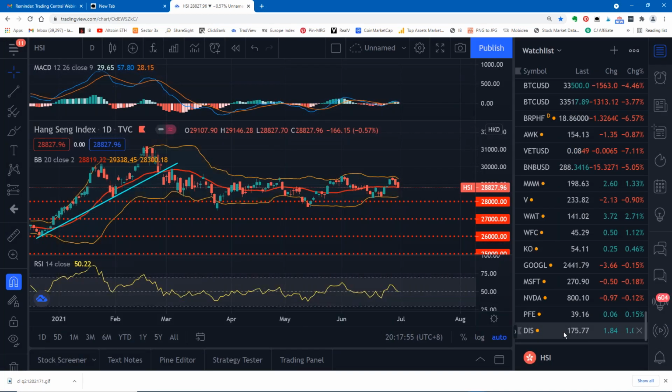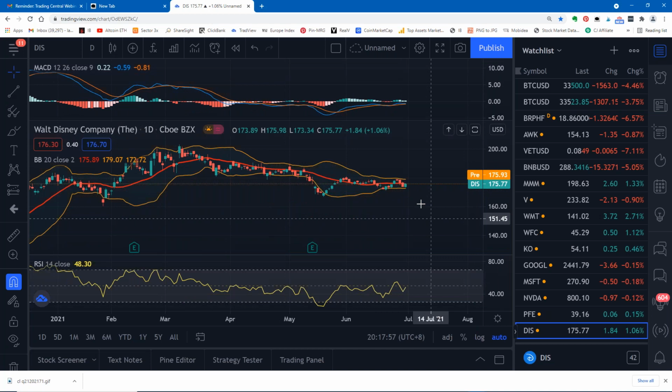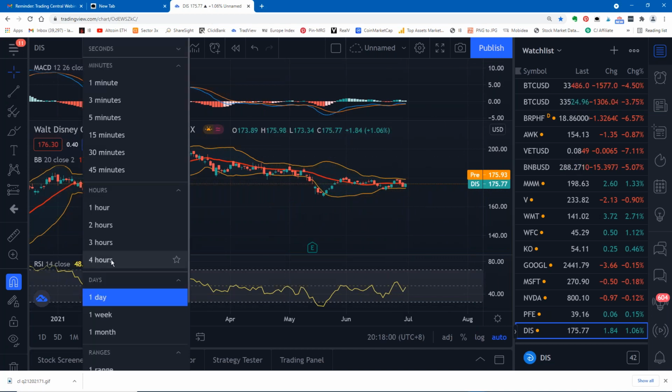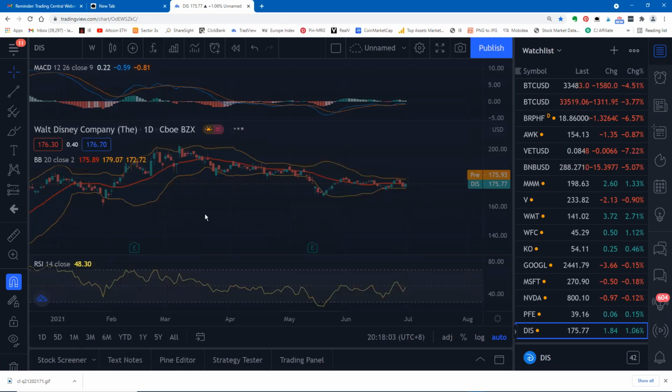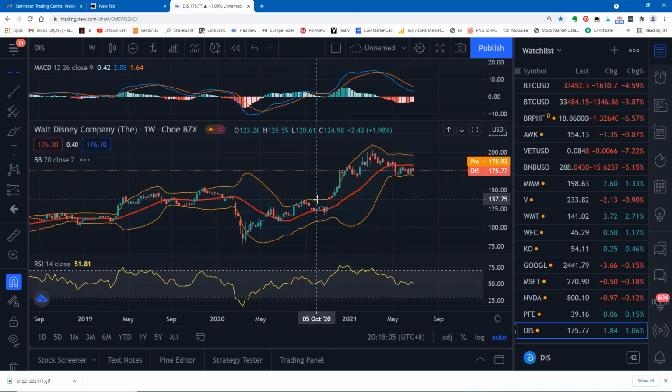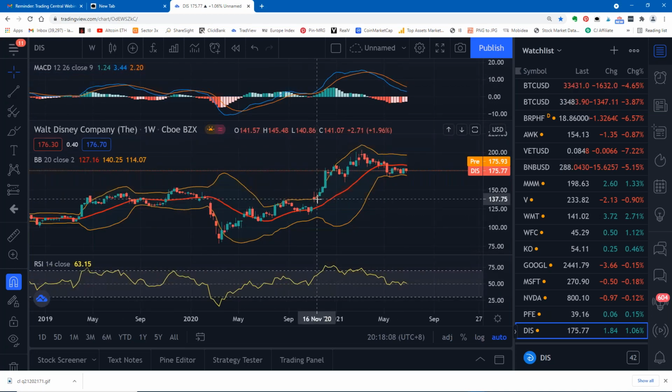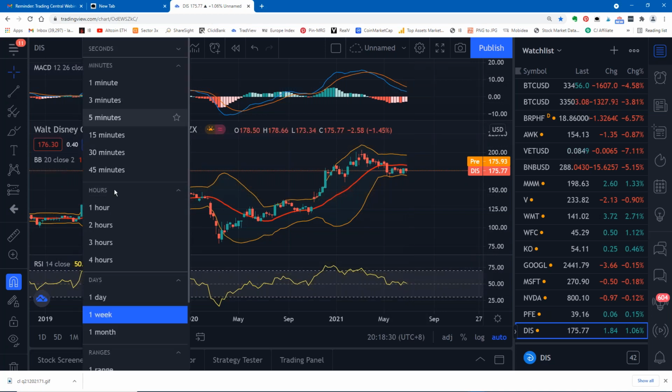Okay, Disney here. Well, this is the daily chart. Have a look at the weekly. If you are long term, we can see the MACD. Now this is a weekly chart, and it is going up. The MACD is going up, but the relative strength index, the upside momentum, is not that high at the moment. Let's have a look at the daily chart.